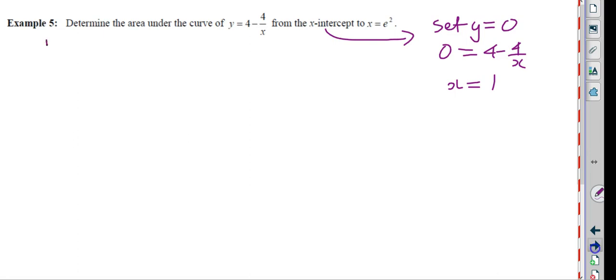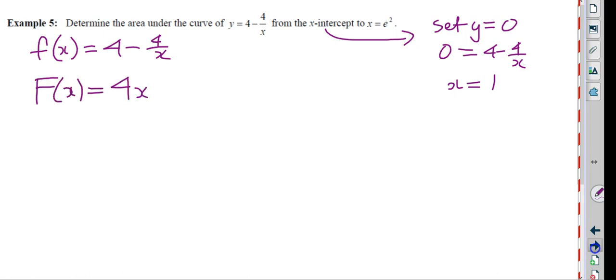Okay, so f of x is 4 minus 4 over x. Capital F of x is 4x minus 4 ln. Okay, when we do an antiderivative which involves ln, we throw absolute value signs around the x. Okay, just to say that it's got to be the absolute value of x. x has to be positive.